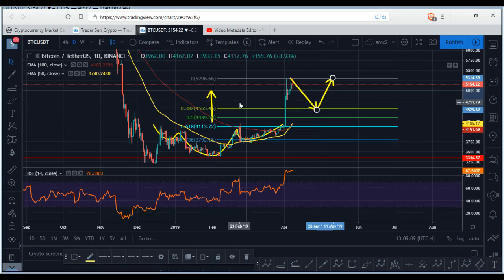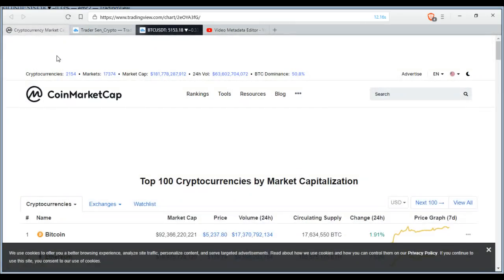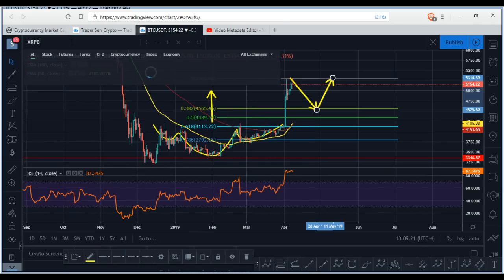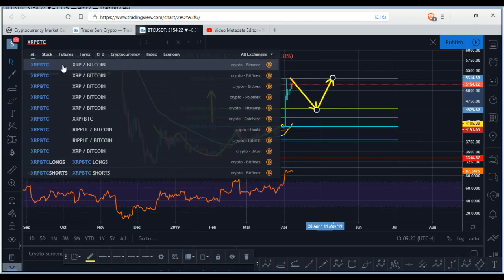So let me know if you want me to take a look at any other coins, Tron, XRP. I think XRP is still looking bearish. Let's take a look at XRP.